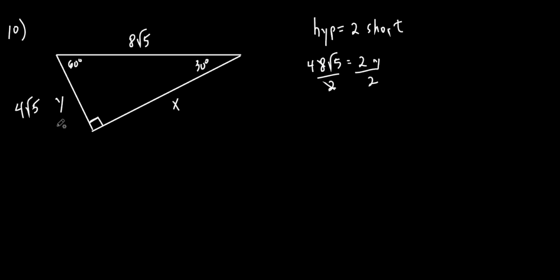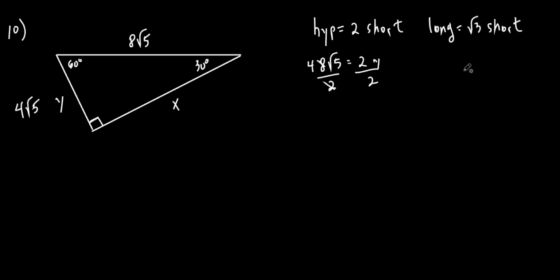Once we know the short side, then the longer side, how do I know x is the longer side or the longer leg? It's opposite to 60, right? So this is the longer leg. So what do I do for that? Let's write it down again. What's the long leg equal to? It's the square root of 3 times the short leg.